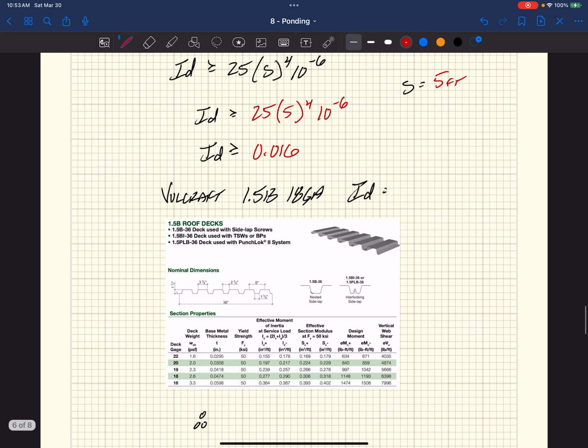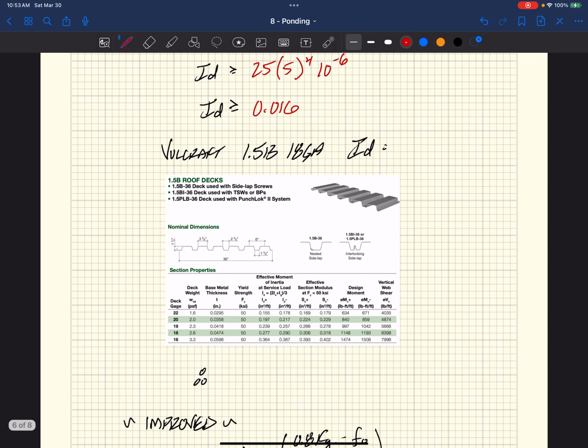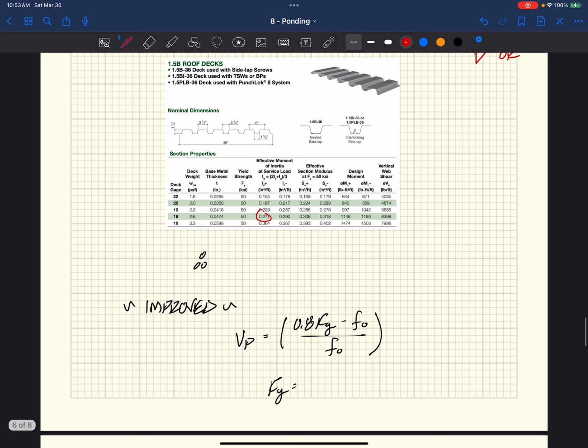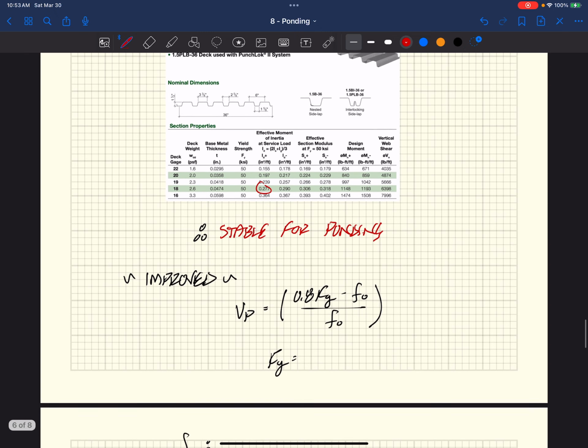So ID, the moment of inertia, has to be greater than 0.016. If we look at Vulcraft, and I showed you in the last lecture some of those manufacturer tables, 1.5B 18 gauge, the smallest of those moments of inertia, there's a little bit of difference between positive bending and negative bending, so I'm just going to grab the smallest one to be conservative. So we had 0.277 inches to the 4th is greater than 0.016, right? So we're okay. Overall, therefore, we're stable for ponding using the simplified method, which is the most conservative.